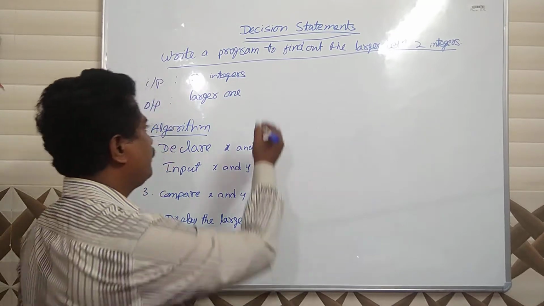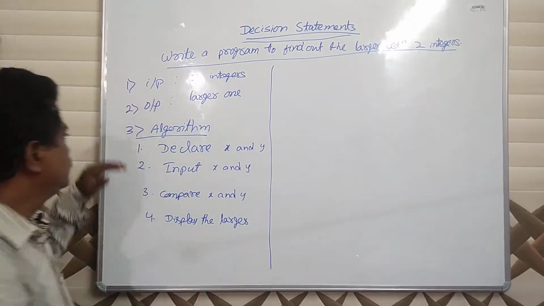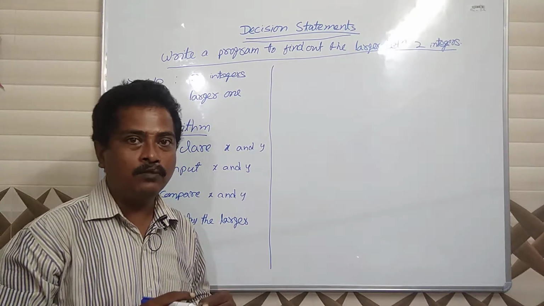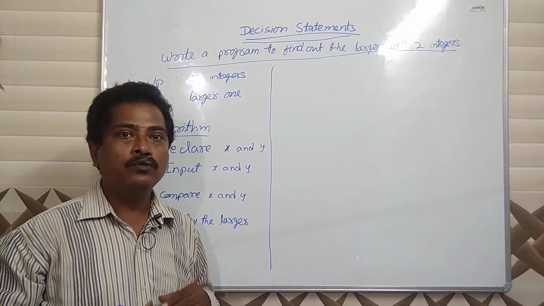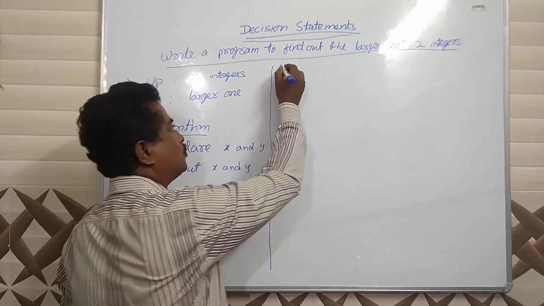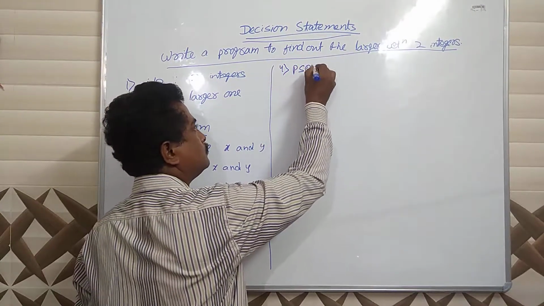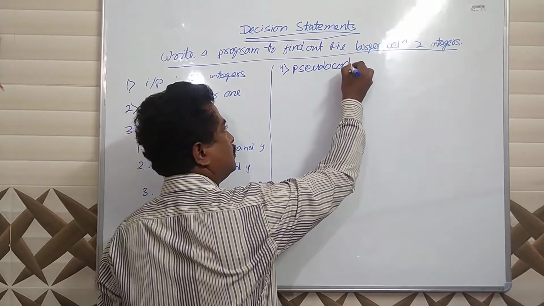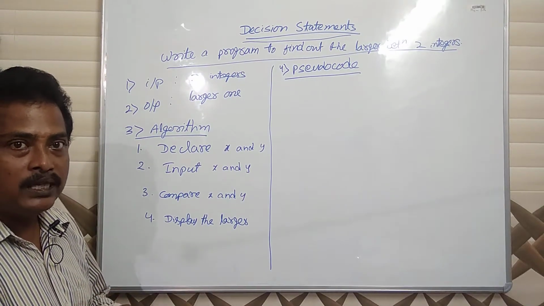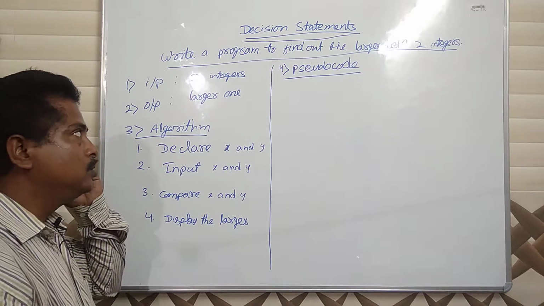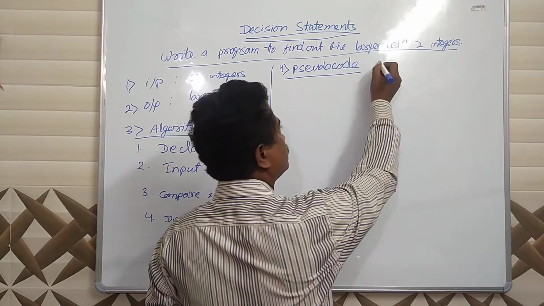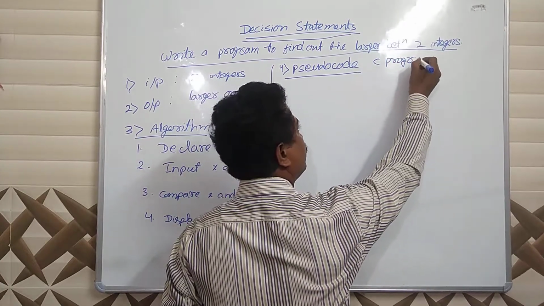Now, after finding the algorithm, step 3, as I told you at the very beginning, each and every program, whether it is a small program or a larger software, we have to go through 5 steps. So 3 steps are over. The fourth one is pseudocode, and the fifth step is code, that is the source code according to the language. Initially we will go for C program, then C++, then Java, then Python.